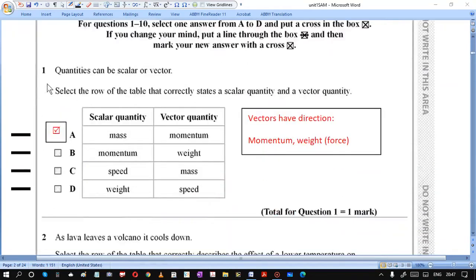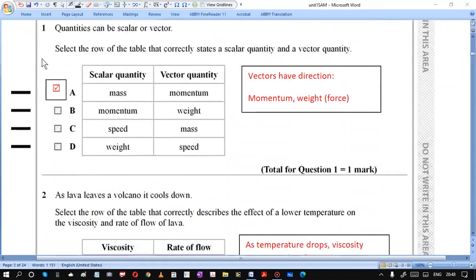Let's start. Question 1. Quantities can be scalar or vector. Select the row of the table that correctly states a scalar quantity and a vector quantity. First should be scalar quantity and second should be vector quantity. So vectors have directions. Momentum and weight have directions. So the scalar quantity is mass and the vector quantity is momentum. So we choose A.